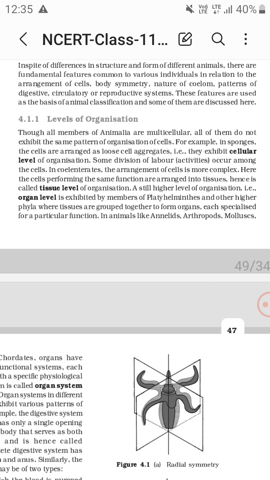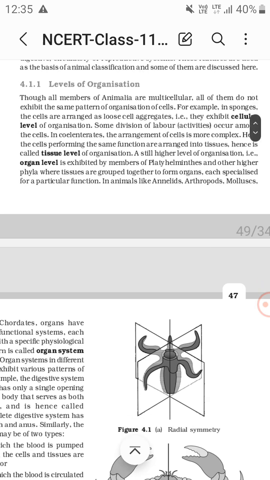Now in tissue level of organization, the cells performing the same functions are arranged into tissues, hence called the tissue level of organization. Then organ level is exhibited by members of Platyhelminthes and other higher phyla, where tissues are grouped together to form organs, each specialized for a particular function.